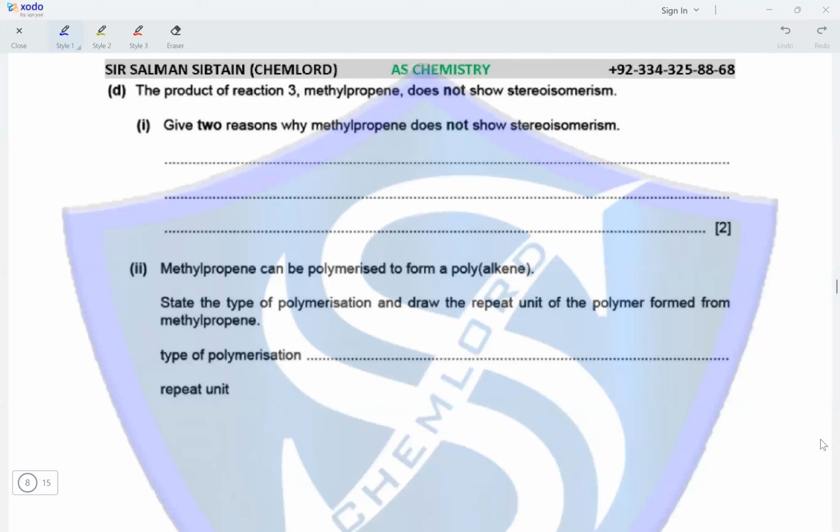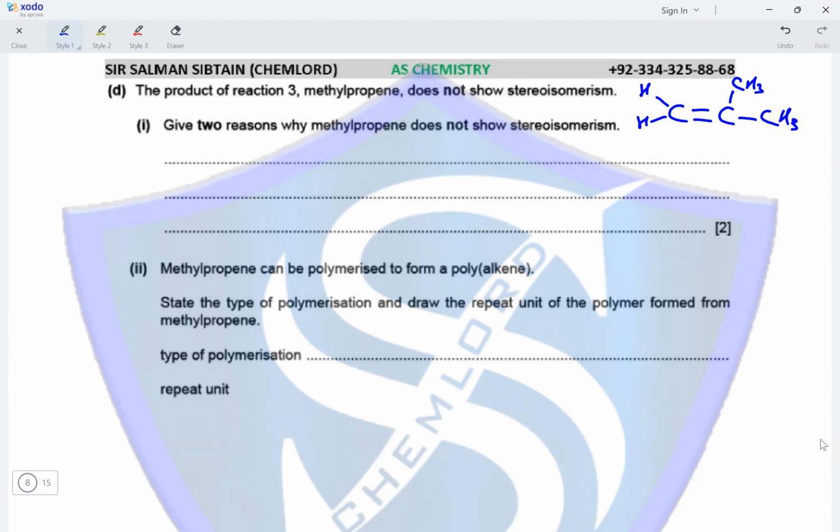The product of reaction 3, methylpropene, does not show stereoisomerism. Give two reasons why methylpropene does not show stereoisomerism. So methylpropene is basically C double bond C and then CH3, so two CH3s and two hydrogens. So it does not show stereoisomerism.